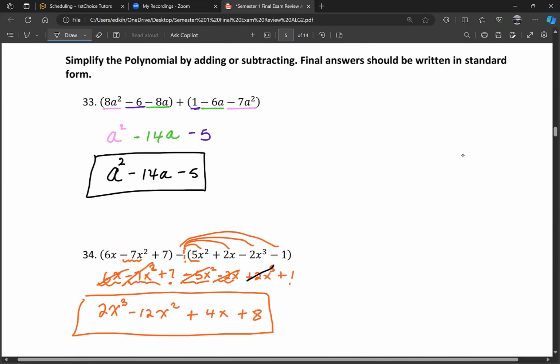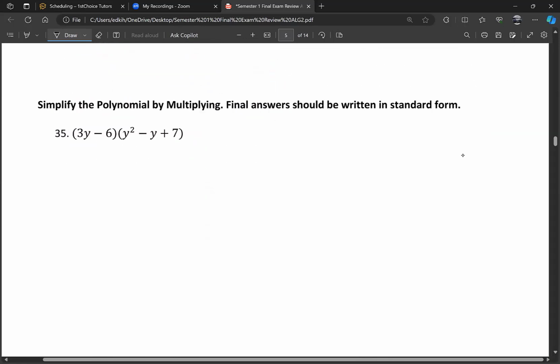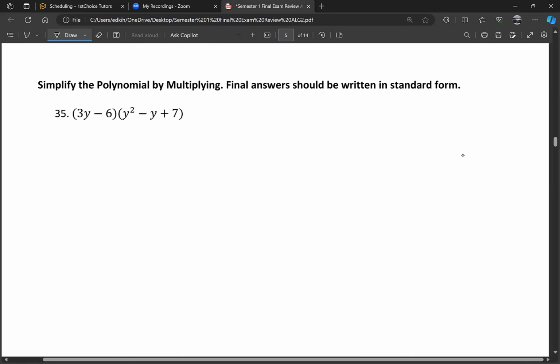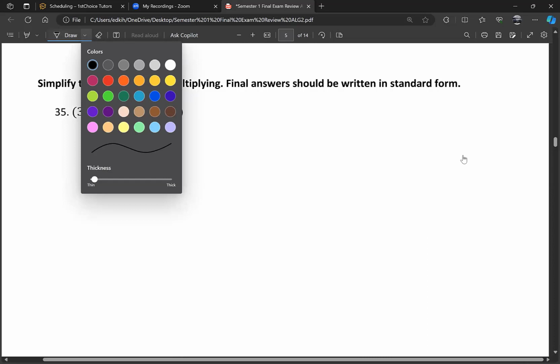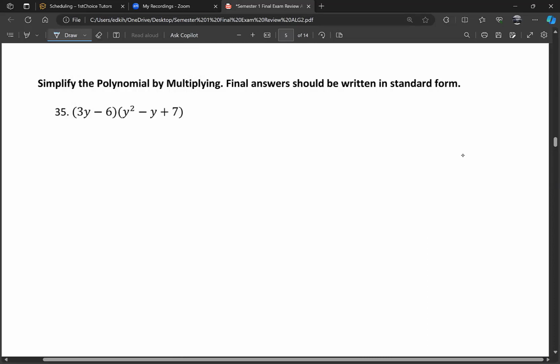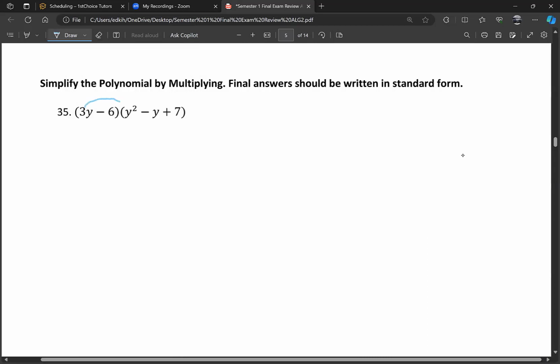Okay. Moving right along. Still simplifying polynomials. This is multiplication. And again, always write your answers out in standard form. So this is pretty much distributing again. You take the 3y, multiply each of these terms in the second parenthesis by it. Once you've done that, you're going to come back and do the other guy. This times all of these guys.